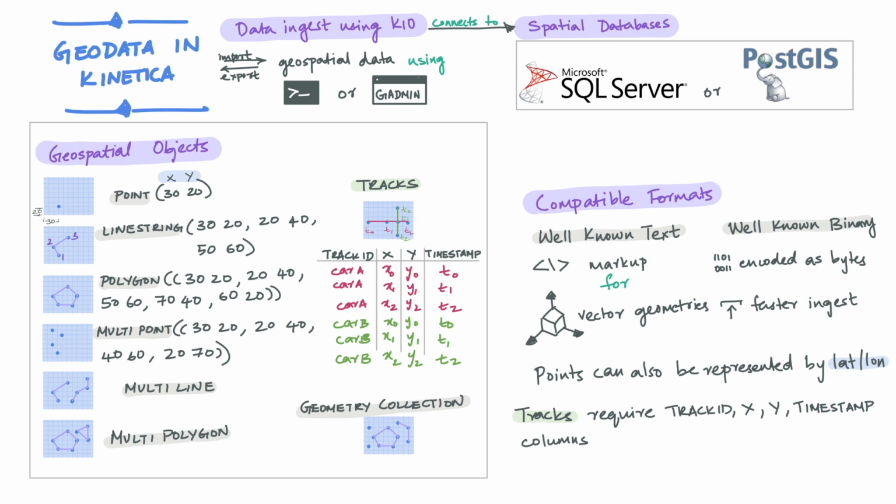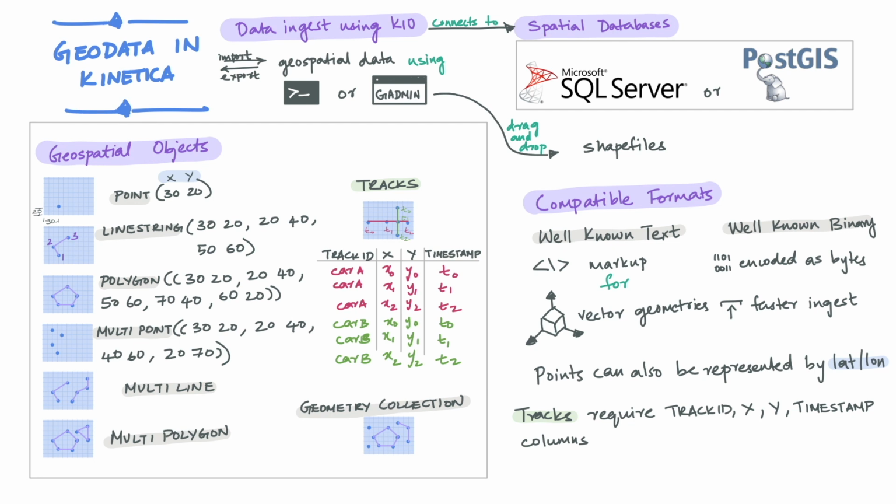The KIO tab on GAdmin also provides a drag and drop interface which can be used to import geospatial data in the form of shapefiles into Kinetica. Geospatial data that is stored using other formats such as, for instance, GeoJSON can also be imported into Kinetica using custom scripts. This brings us to the end of this video.